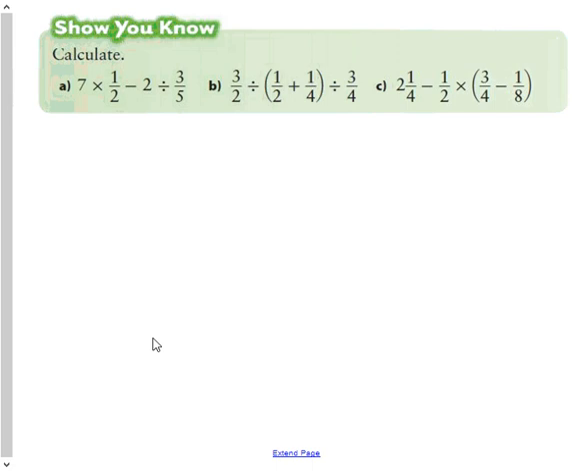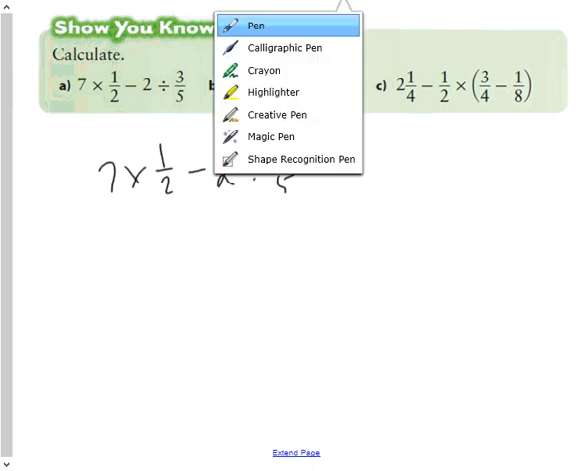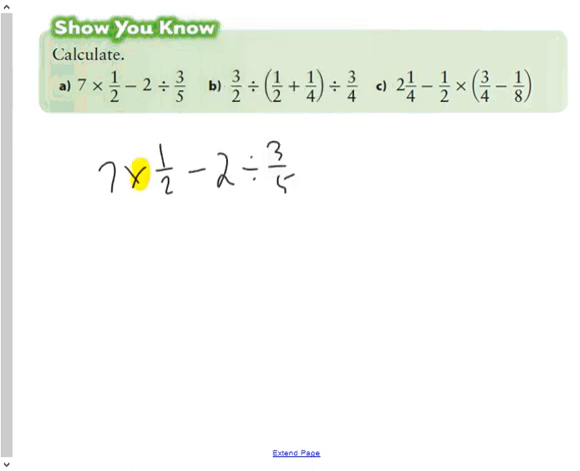So the first question we have here is 7 times a half minus 2 divided by 3/5. With this question, we're really dealing with what we call a BEDMAS question, or an order of operations. If I take my highlighter here, I have 1, 2, 3 operations in the whole thing. Now what BEDMAS says is, well, in grade 8, there's only 3 steps.